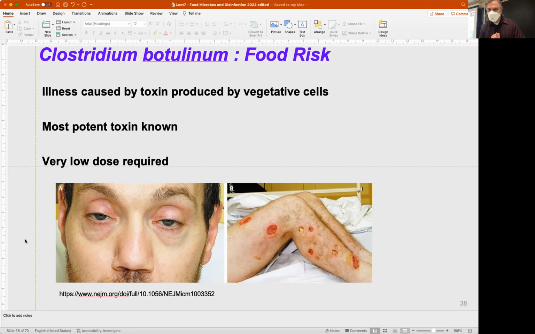Paul says you have to heat above 85 degrees Celsius. Thank you, Paul. So you can get rid of the toxin, but you have to heat it above 85 Celsius. The Clostridium botulinum toxin is the most toxic, potent toxin that we know of, and you only need a low dose for it to be destructive.